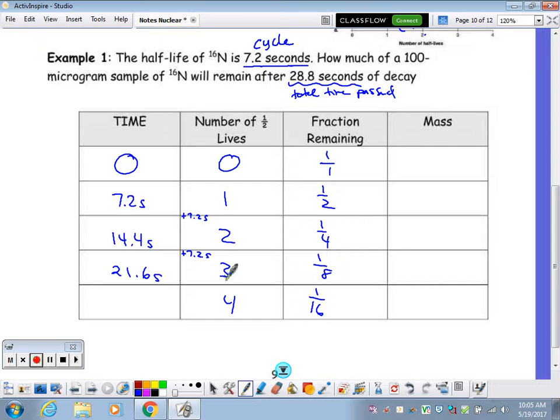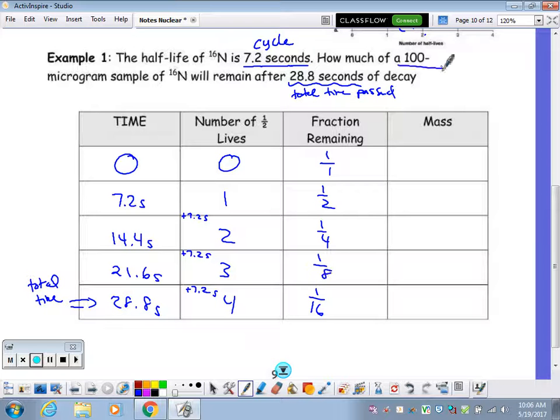To go from the third cycle to the fourth cycle, it requires another 7.2 seconds to pass by. So now the total time is, I have to add 7.2 to the 21.6. That gives me 28.8 seconds. So this is the total time. That means for our sample of nitrogen-16, after 28.8 seconds have passed, 4 half-life cycles have occurred. That means 1/16 of the original mass remains.